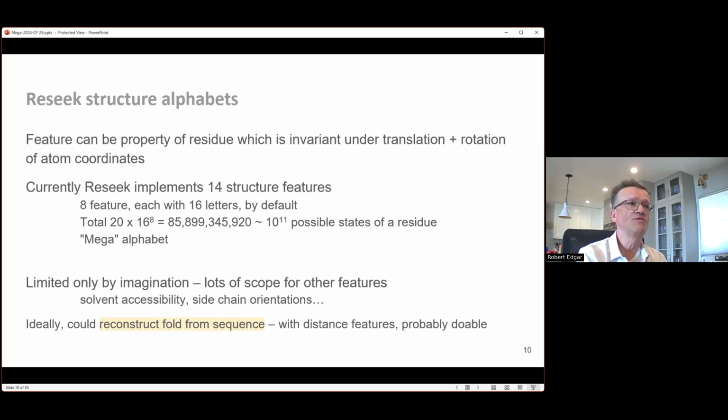And there's lots of scope for inventing new features here. That's future work to explore other possibilities. For example, we're only considering the alpha carbons at this point, and we're only considering features which I could easily calculate. So things which are trickier, like solvent accessibility and other things you can get out of DSSP, those are not included at the moment.